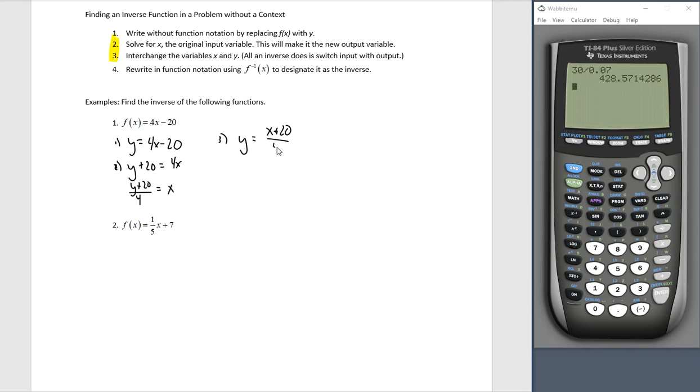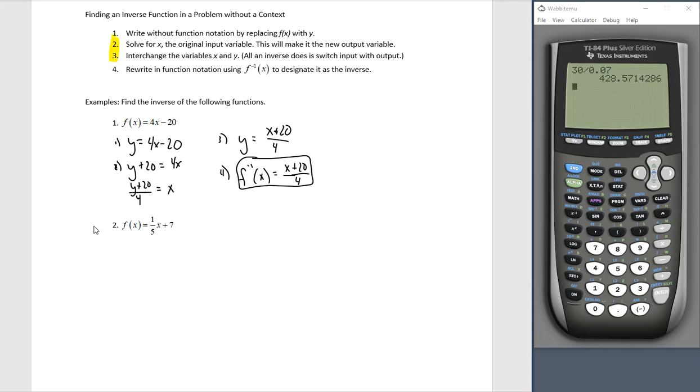And this is the step we do not do in real world problems. We finish it off by using inverse function notation. And I make sure that whole x plus 20 is going to be divided by 4, so I had to extend my fraction bar there. And that's it. That's the inverse. That's our answer. Fantastic answer that it is.